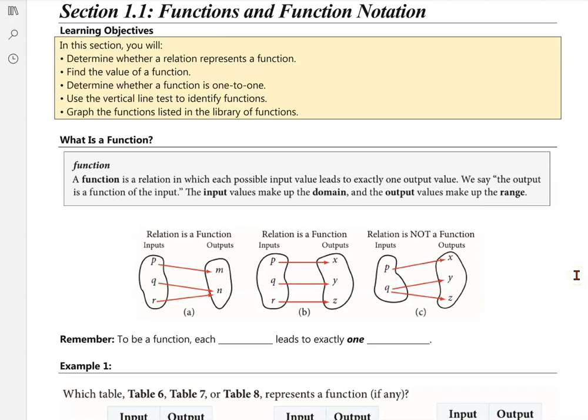Section 1.1, Functions and Function Notation. In this section, you'll learn to determine whether a relation represents a function, find the value of a function, determine whether a function is one-to-one, use the vertical line test to identify functions, and graph the functions listed in the library of functions.